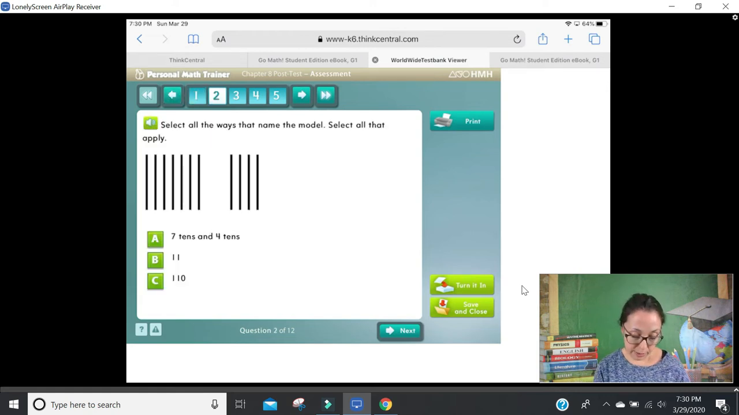All right, here's the next one. Select all the ways that name the model. Select all that apply. And since it says all the ways, we know that there's more than one way.